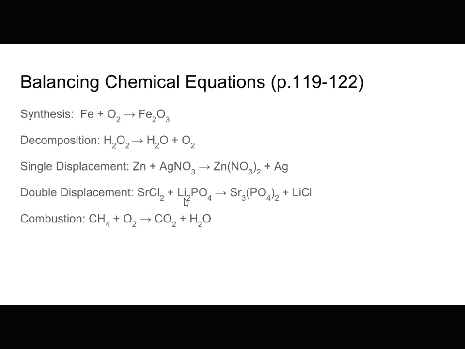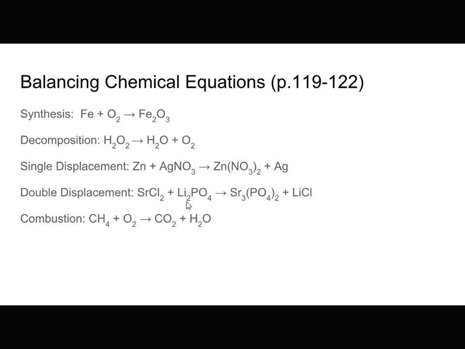Strontium switches with lithium. Lithium now with chlorine. Lithium's a +1, chlorine's a -1. That's why it's LiCl. Strontium's a +2, phosphate's a -3. That gives me this formula here. To balance this out, I would notice I have 3 strontiums here. I'd put a 3 in front of the strontium chloride. I have 2 phosphates here. I would put a 2 in front of this.